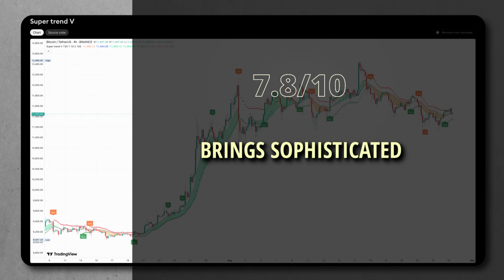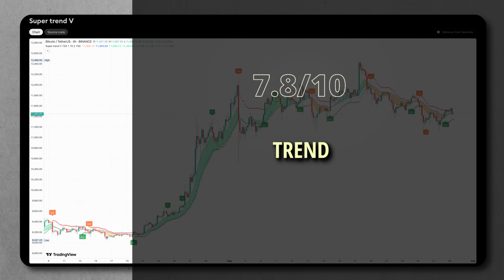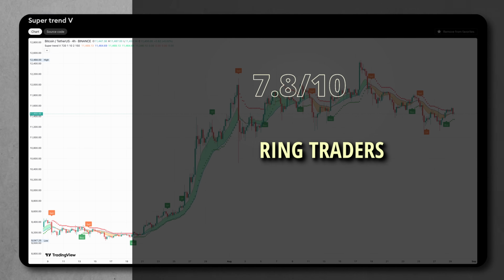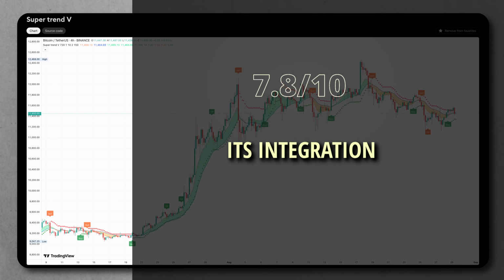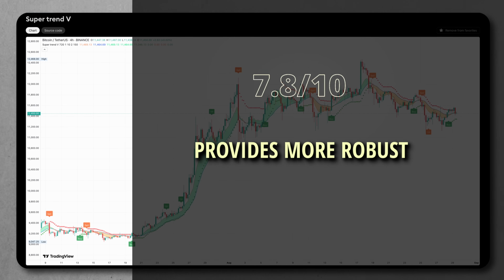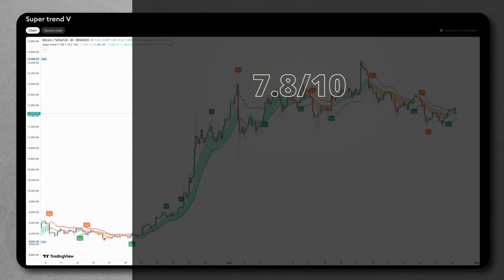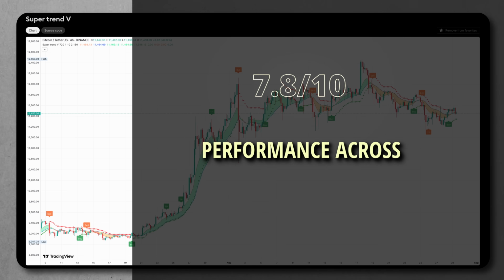This indicator brings sophisticated volume analysis to trend identification, offering traders both entry and exit signals in a single visual interface. Its integration of multiple technical methods provides more robust signals than standalone trend systems, though it requires deeper understanding to optimize performance across different markets.